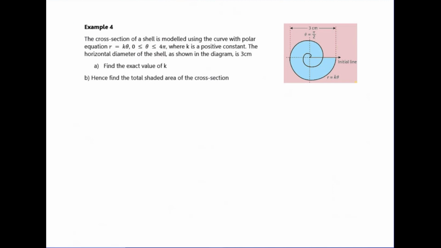Very weird question. So the cross section of a shell is modeled using this curve of polar equation r equals k theta. So this is a spiral out from the origin. You're getting further and further away, where k is a positive constant. The horizontal diameter of the shell, it says, is 3 centimeters. So it wants us to find the value of k for that.